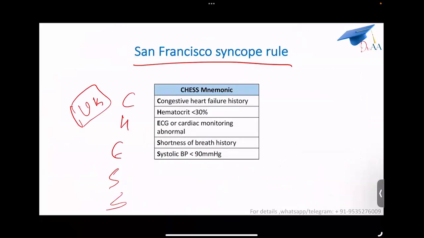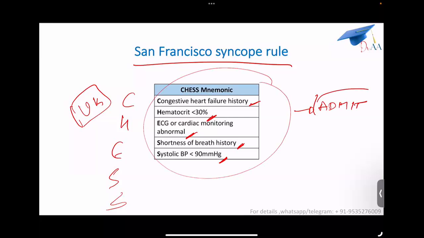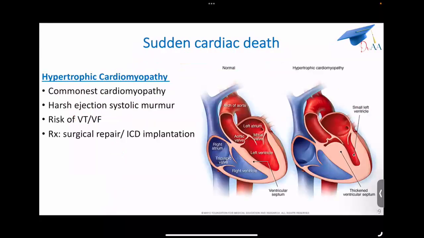Where someone has a history of heart failure, or hematocrit value is less than 30%, or any abnormality seen on ECG or on the cardiac monitor, or there is a history of shortness of breath, or the systolic blood pressure is less than 90, admit these patients. So we need to know whom to admit, whom not to admit. If any one of the following is present, admit those patients. So each condition we are seeing.